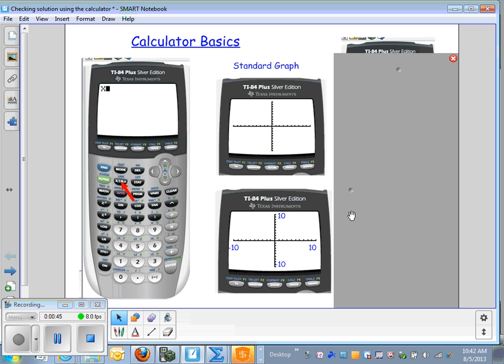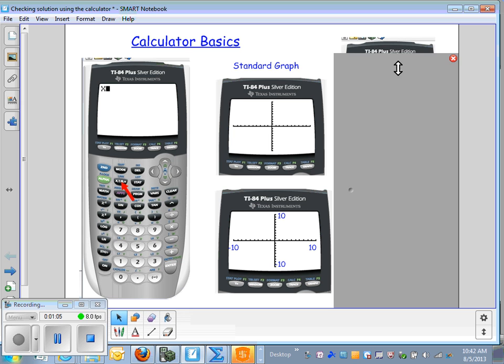The other calculator basic is the standard graph. When we graph, we want a graph most of the time that looks like this. This is our standard graph. It goes from -10 to 10 on the x-axis and -10 to +10 on the y-axis.